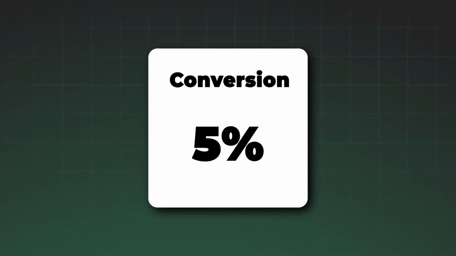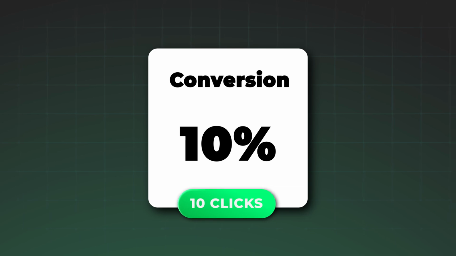Now, again, on the flip side, let's say you have a product that has a 10% conversion rate. It takes you 10 clicks on average to generate an order.